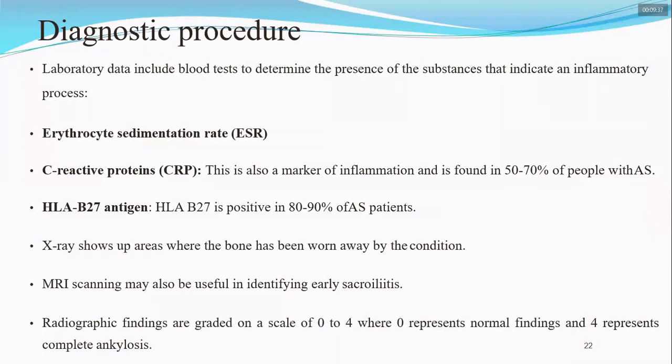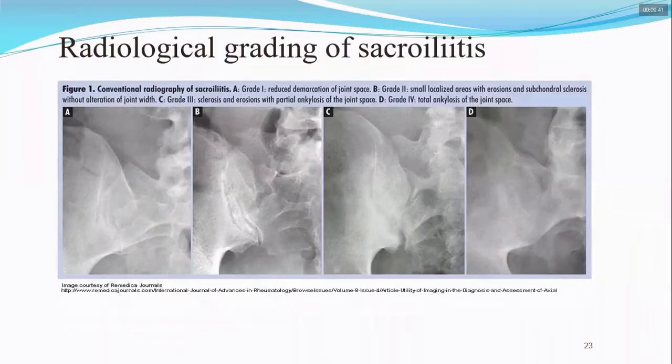Okay. Now coming to the radiological grading of the sacroiliitis. This is the very basic investigation. This is a plain X-ray of the sacroiliac joint. You can see that from a simple X-ray, along with the clinical picture, we can give a diagnosis of ankylosing spondylitis.